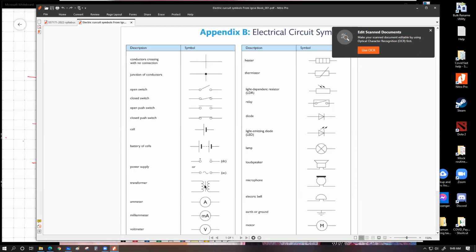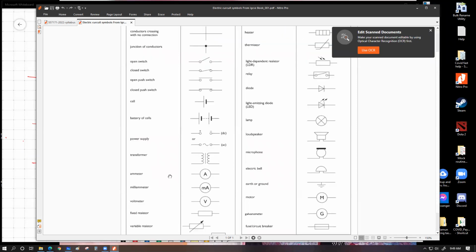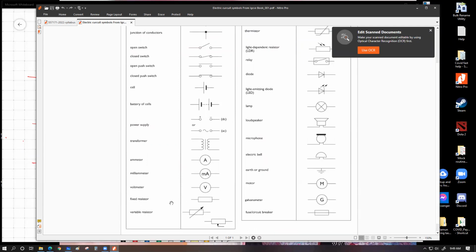Transformers are electromagnetic devices which work with induction. We're gonna see about them later. It's in our syllabus. We have ammeter, milliammeter, voltmeter. We can also have millivoltmeter. We have fixed resistor. This is the important bit.